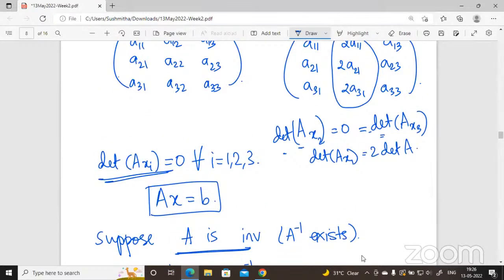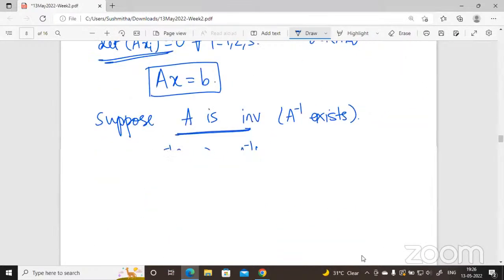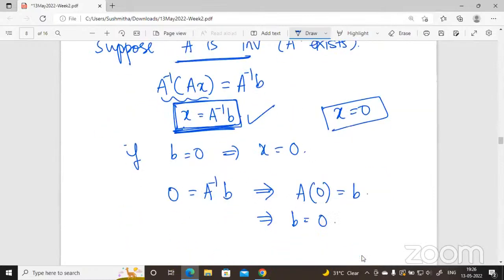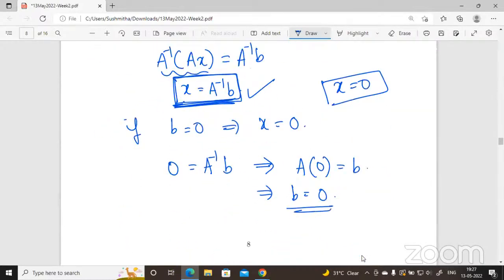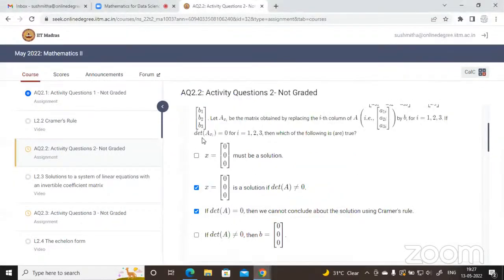Ma'am, it looks like a homogeneous equation. Yeah, linear equation. If B is 0, it is a homogeneous equation. Yes, a system of homogeneous equations. And all these AXi will then be 0. No, AXi need not be 0, but their determinants are 0. Sorry, yeah, the determinants would be 0. That is what is given: determinant of AXi is equal to 0 for all i.